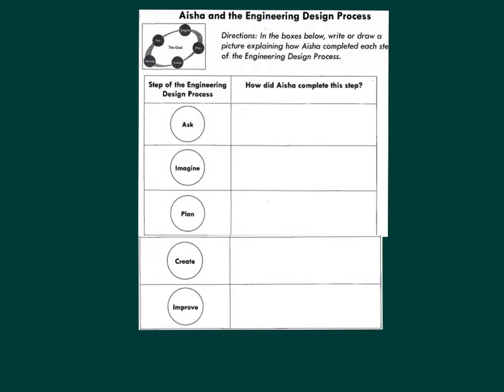Aisha and the Engineering Design Process. Directions: In the boxes below, write or draw a picture explaining how Aisha completed each step of the engineering design process. On the left are the steps of the engineering design process: ask, imagine, plan, create, and improve. How did Aisha complete each of these steps?